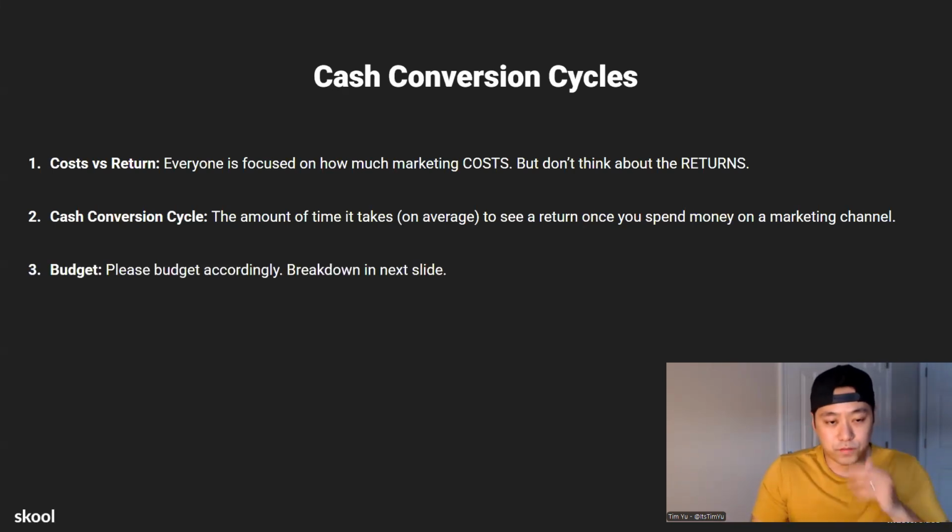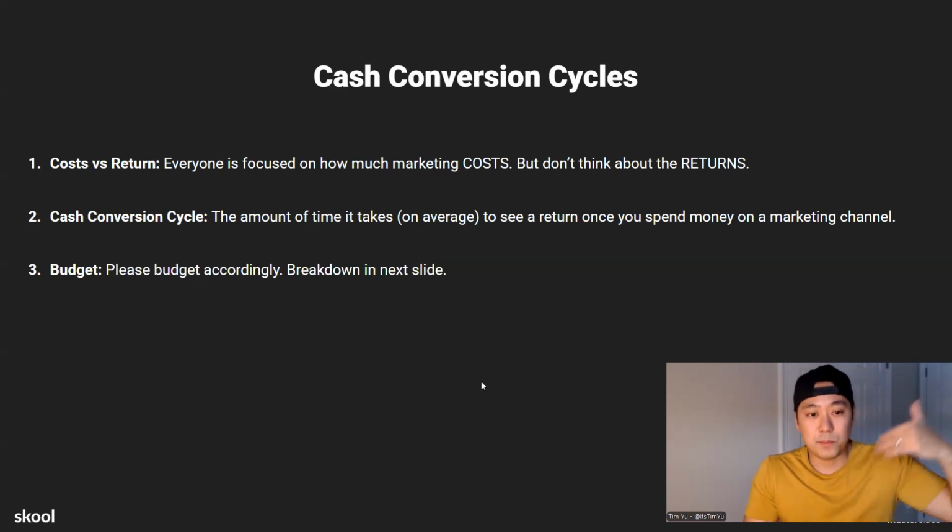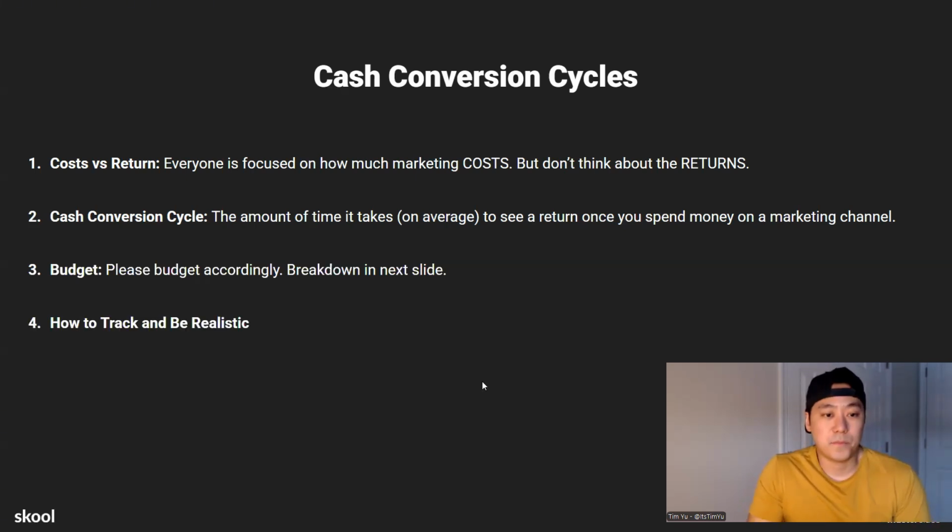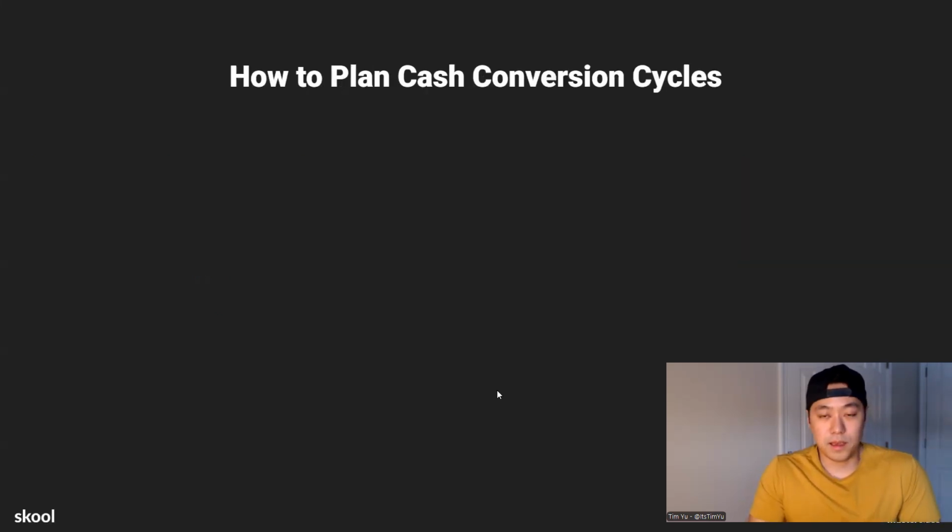So budget, once you figure out your cash conversion cycle and how much money you need, then you can plan accordingly and budget. And like I said, the breakdown's coming in the next slide. Once you figure that out, we're going to teach you how to track it and to be realistic of how much money you're willing to spend or what you should spend in order to make your revenue goals. How to plan your cash conversion cycles.